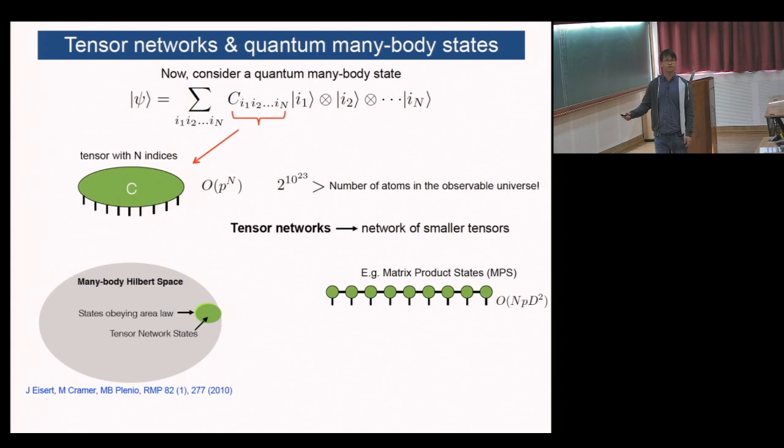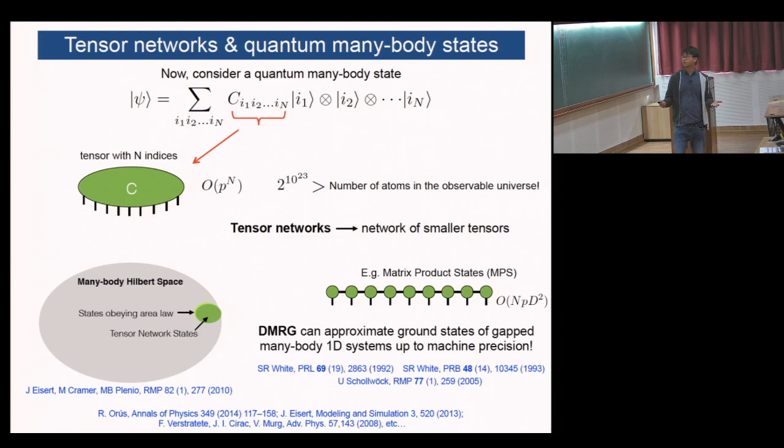Of course, you have all heard about matrix product states, and there have been a lot of talks using MPS and so on. Matrix product state is the most famous and the most successful tensor network ansatz. And then you know that DMRG is the most famous matrix product state algorithm. DMRG can approximate ground states of gapped, local, many-body, 1D systems up to machine precision.